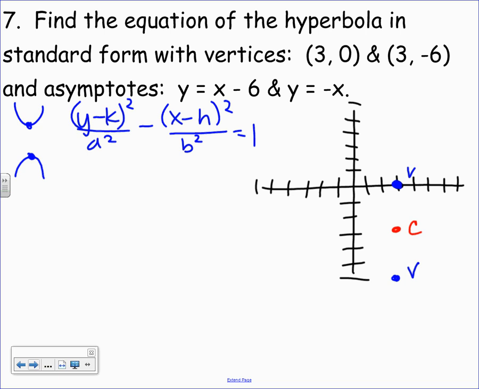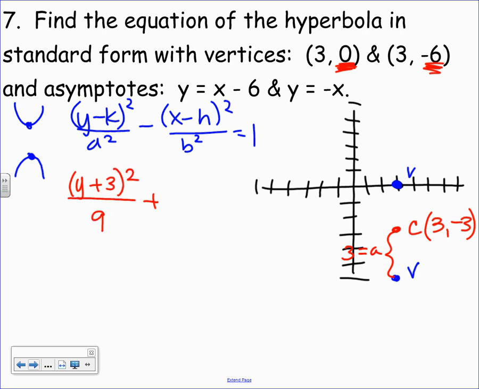Okay, halfway between, somewhere in here has to be my center. What's the average of 0 and -6? I know the x value has to be 3. The y value is -3. Fantastic. Ooh, I know more stuff, right? Because this is my a value. a has to equal 3. Okay, so I now know that I've got (y + 3)² over 9 plus (x - 3)² over something equals 1. Great.